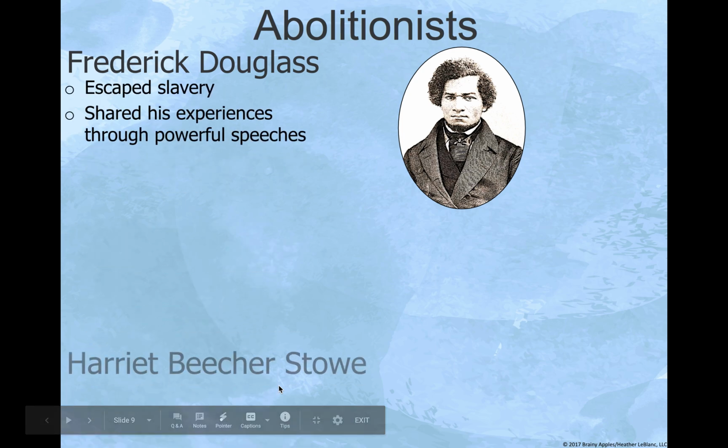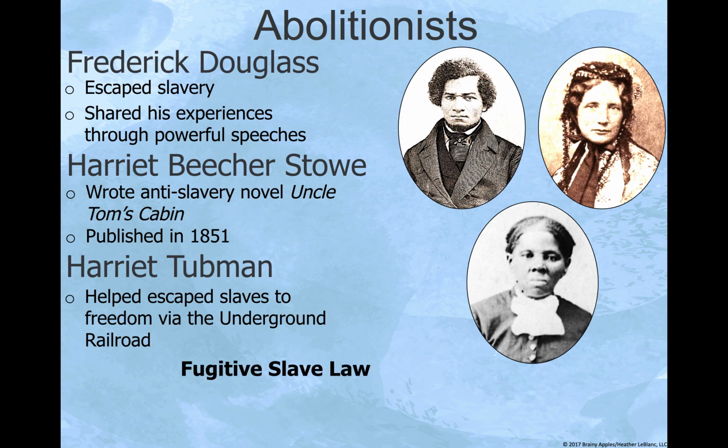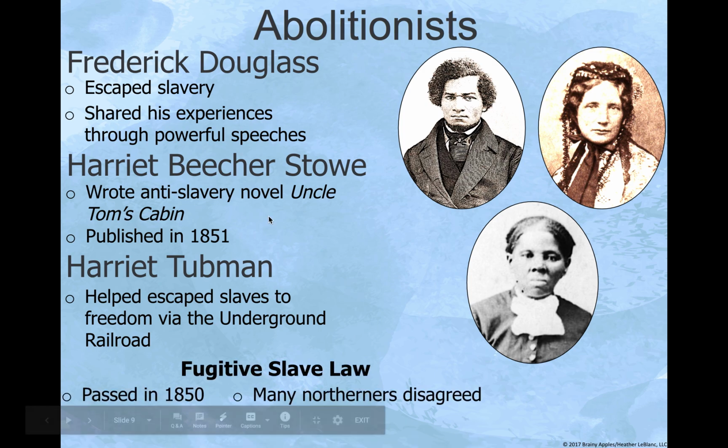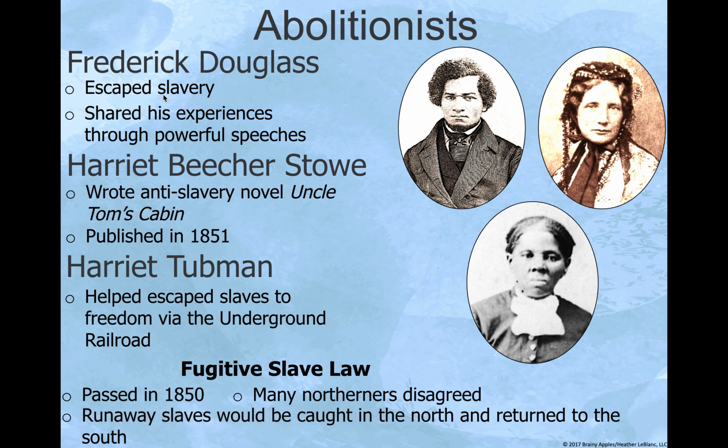So here are some famous abolitionists. I'm not going to go into too much detail with this slide, but these are some well-known people in history who fought against slavery in their own special ways. So Frederick Douglass, you're actually going to read a whole book about him in 7th grade next year. He was someone who escaped slavery, and he shared his experience through powerful speeches.